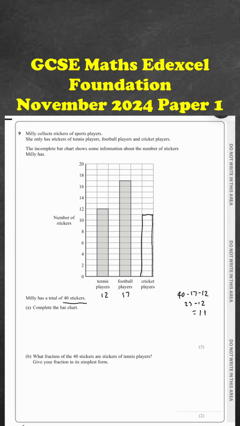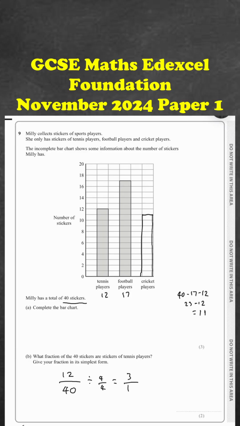Part B. What fraction of the 40 stickers are stickers of tennis players? Give your fraction in its simplest form. So 12 stickers are tennis players out of the 40 total. Both these numbers divide by 4.